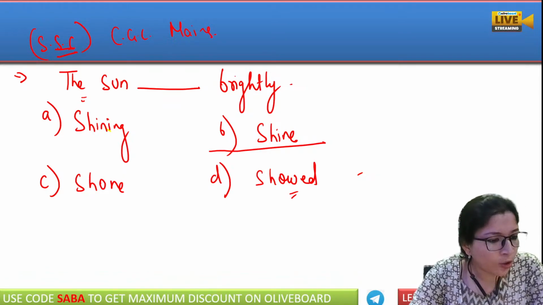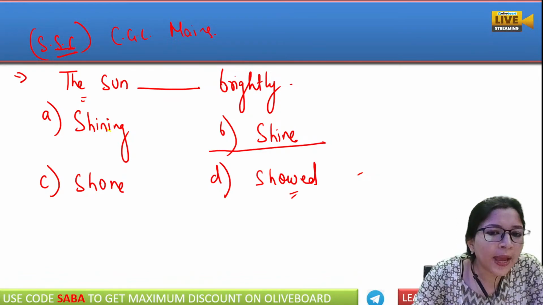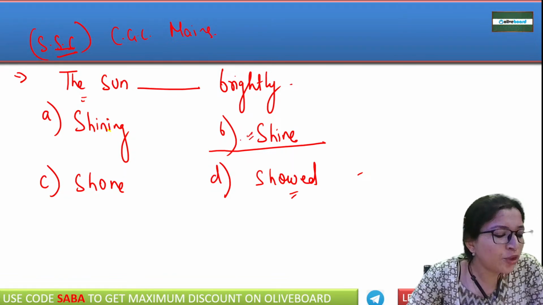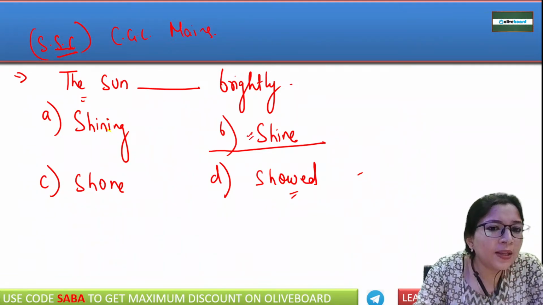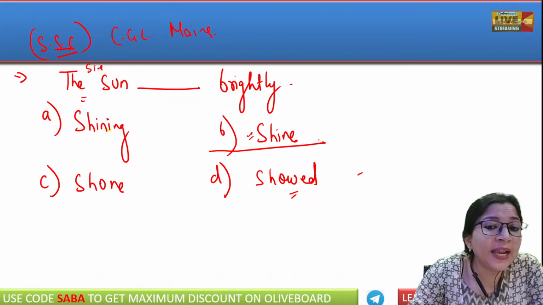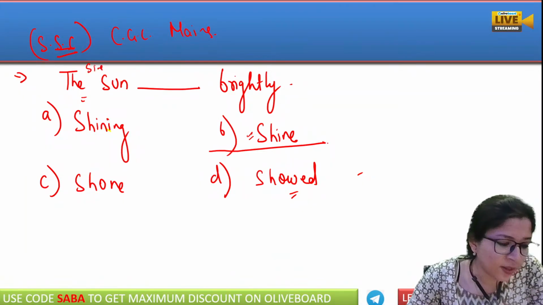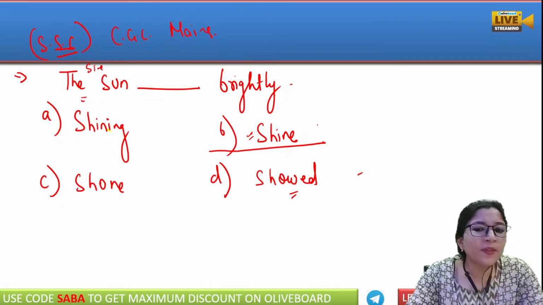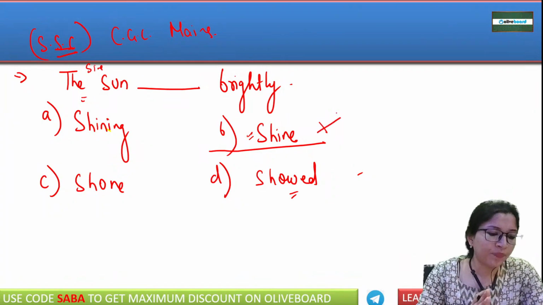Now, please, you have given your reply. Now, please pay attention to the concept. Can we ever use shine here? क्या हम shine use कर सकते हैं? कभी नहीं. Because subject is singular, so we need shines here. और shines नहीं दिया है तो सबसे पहले we will eliminate option A, B.